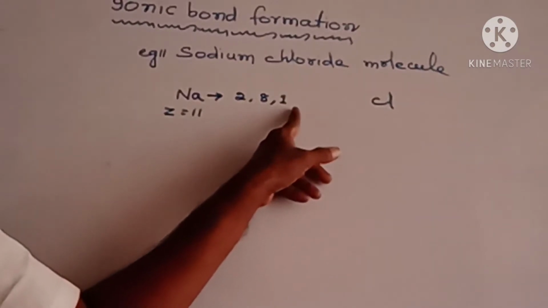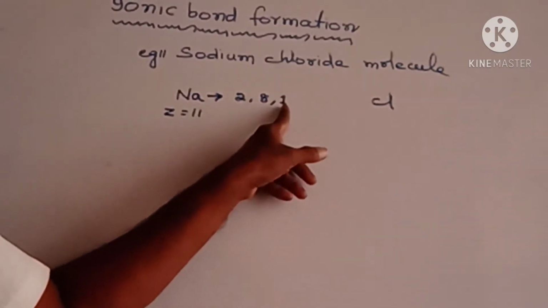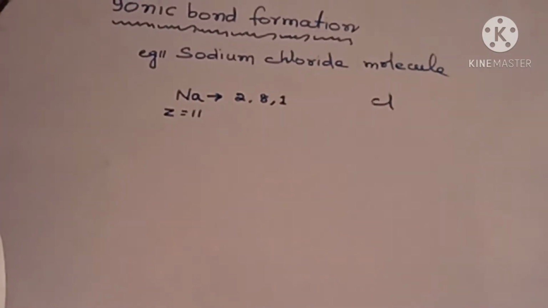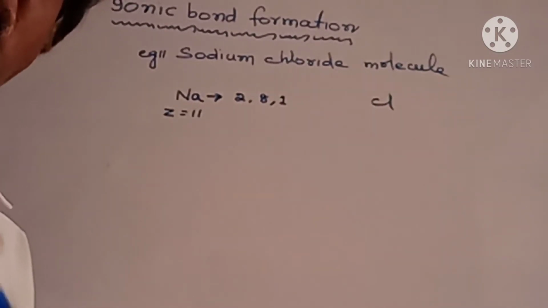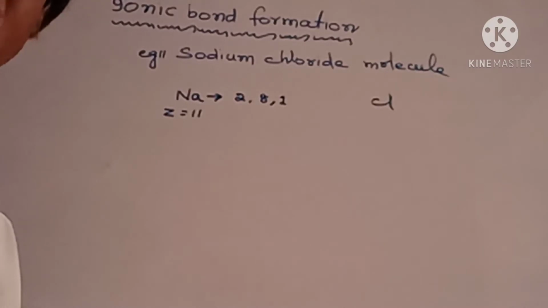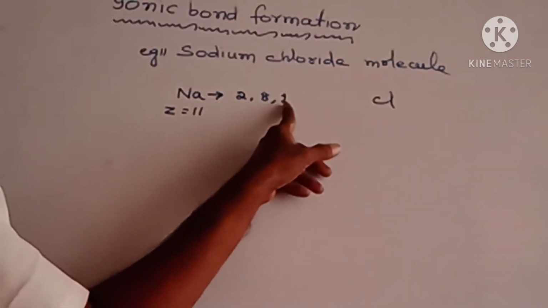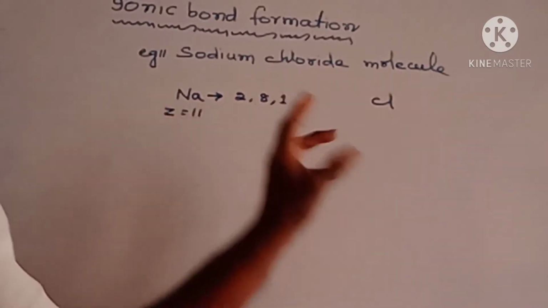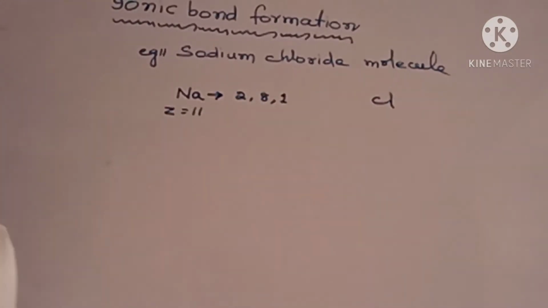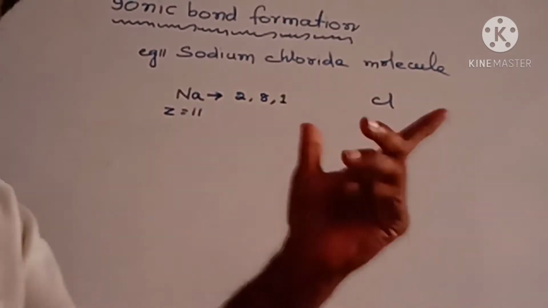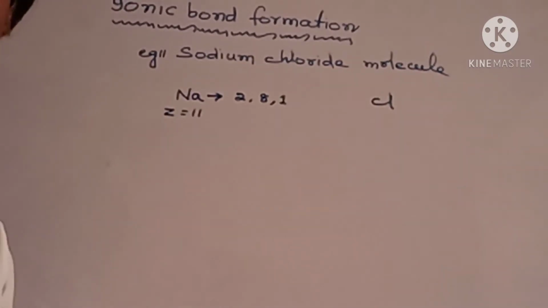When only 1 electron is present in its last orbit, sodium cannot get stability. An atom which has 8 electrons in its last orbit gets stability. But sodium has only 1 electron, because of that, sodium does not have stability. But sodium always wants to get stability. But how can it get stability?